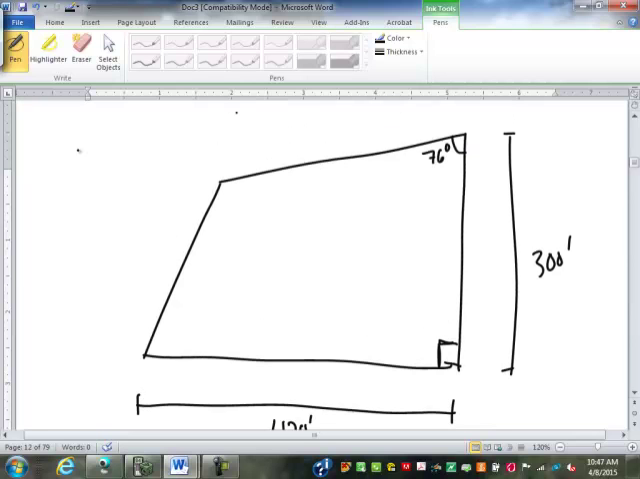What I want you to find, let's see, is there anything else I need there? Oh, I'm going to give you the height here as 255 feet. What I want to find is what this angle right here is.